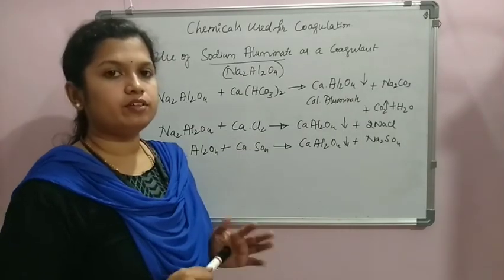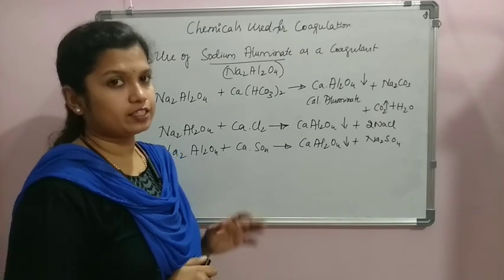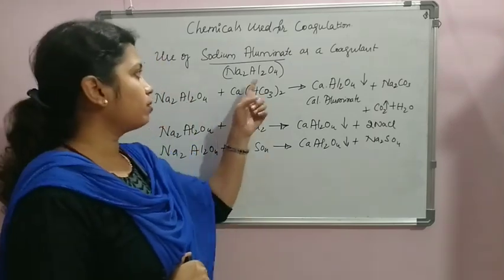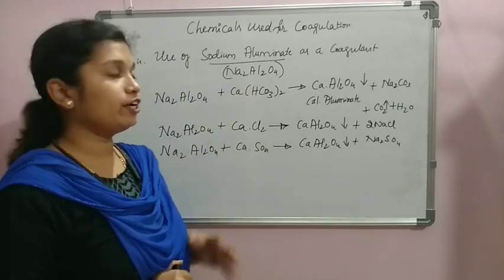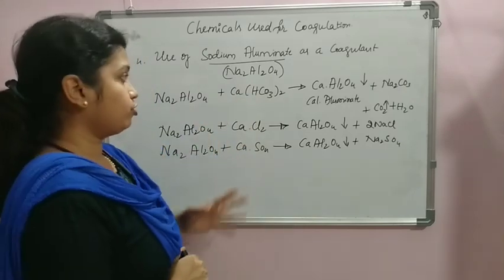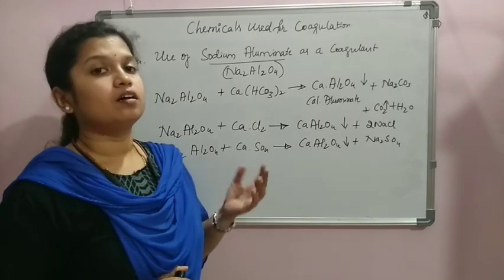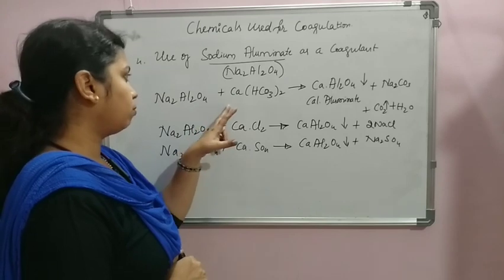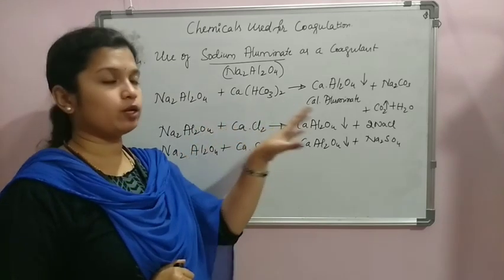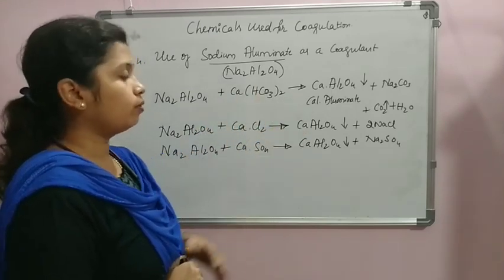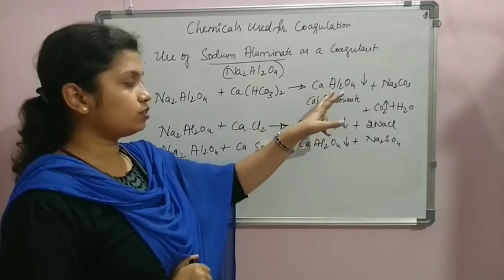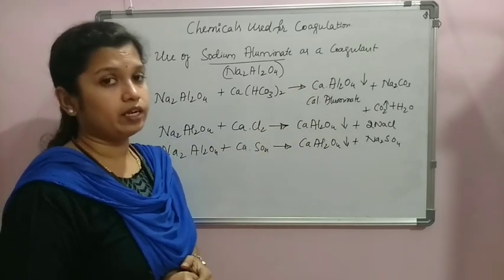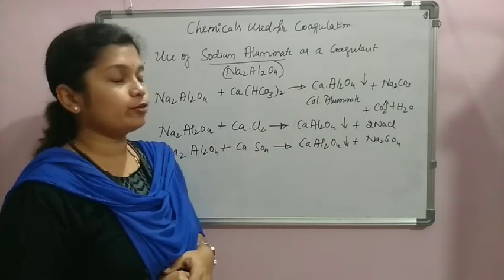The next and last chemical we will be discussing here is the use of sodium aluminate as a coagulant. This is the chemical formula for sodium aluminate, Na2Al2O4. Let us check the reactions when we add sodium aluminate into the water. First of all, it reacts with the calcium bicarbonate alkalinity present in the water and gives rise to CaAl2O4, calcium aluminate, which readily settles to the bottom. This is the precipitate that forms a gelatinous precipitate.